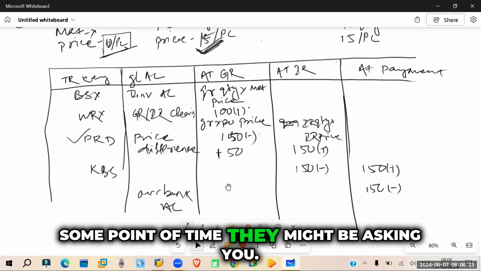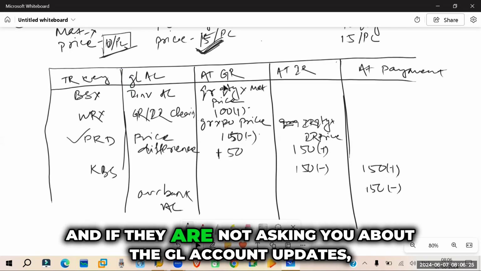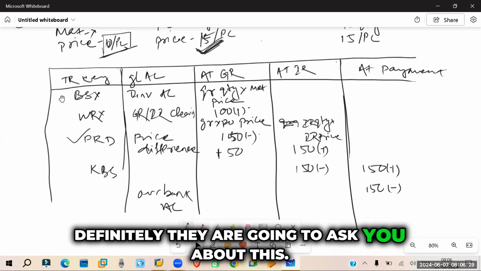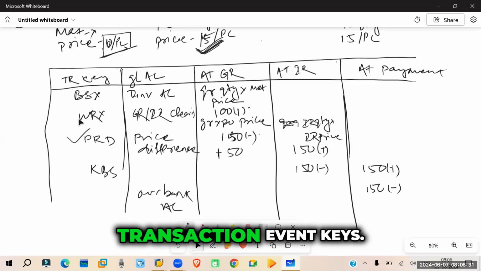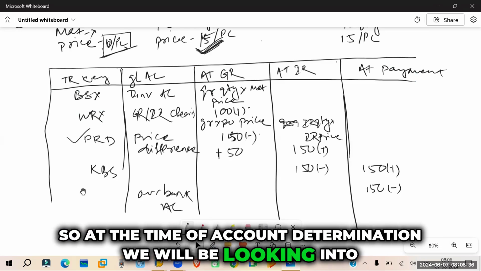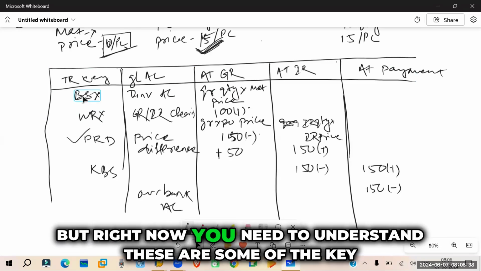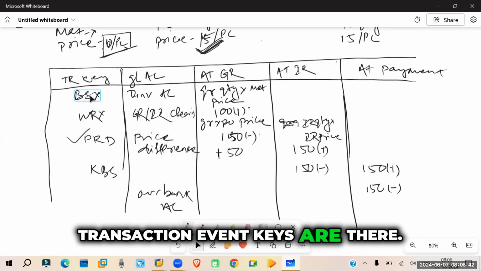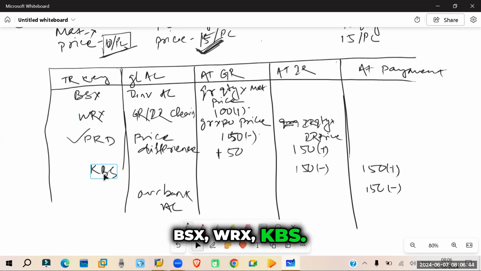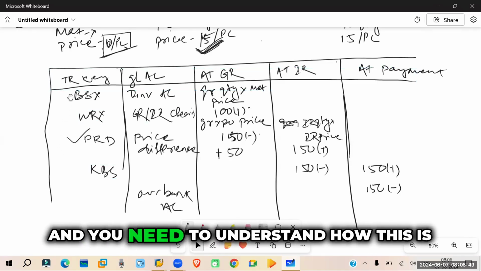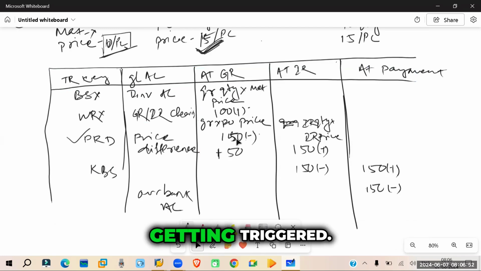At some point they might ask you, and if they are not asking you about the GL account updates, definitely they are going to ask you about these transaction event keys. At the time of account determination we will look into that, but right now you need to understand these are some of the key transaction event keys. BSX, WRX, KBS are the common transaction event keys, and you need to understand how they get triggered.